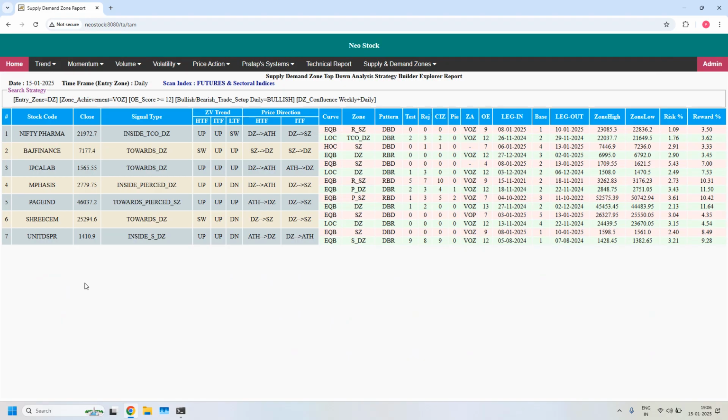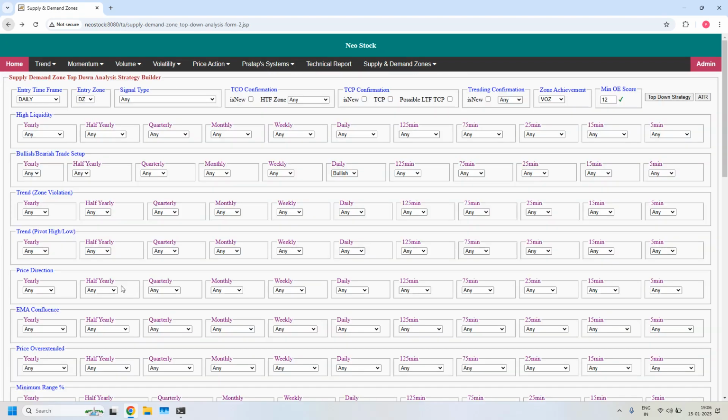That means in all these 7 stocks, these daily demand zones are part of the weekly demand zone. That means they are overlapped with weekly zone. And the weekly trend is up. That is ITF trend is up. So that's why if weekly demand zone is having weekly EMA confluence, they are even more high probability trade setup supported stocks. Let us verify them.